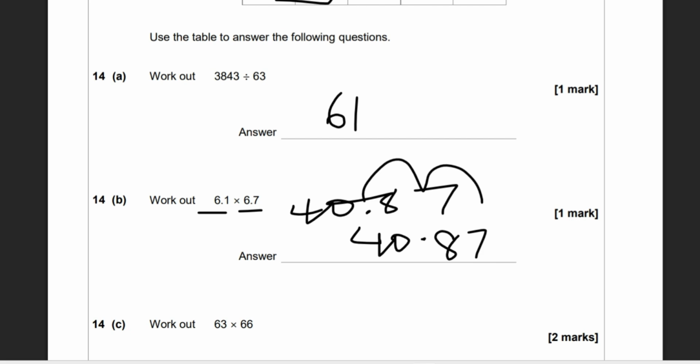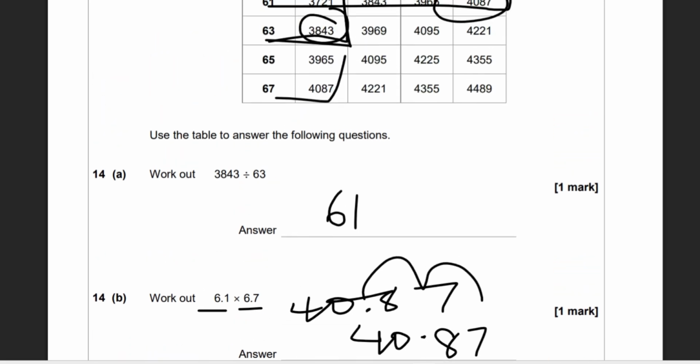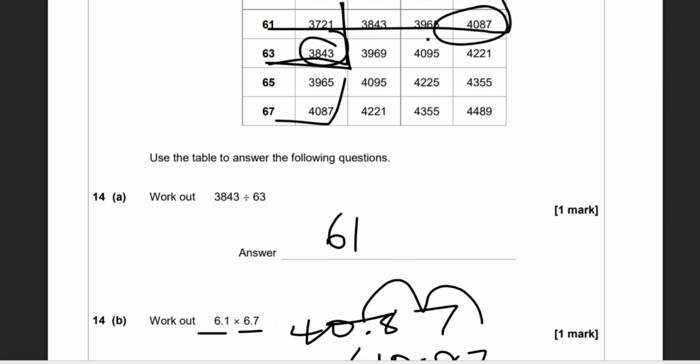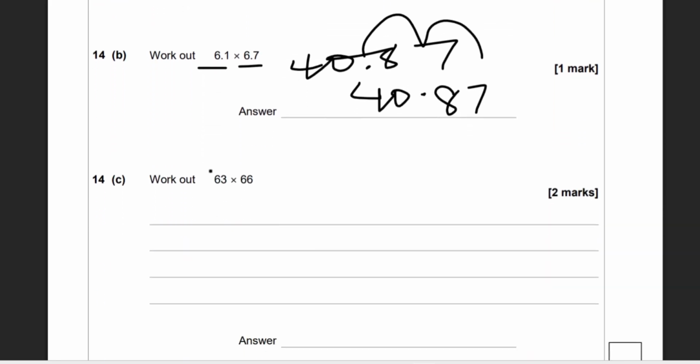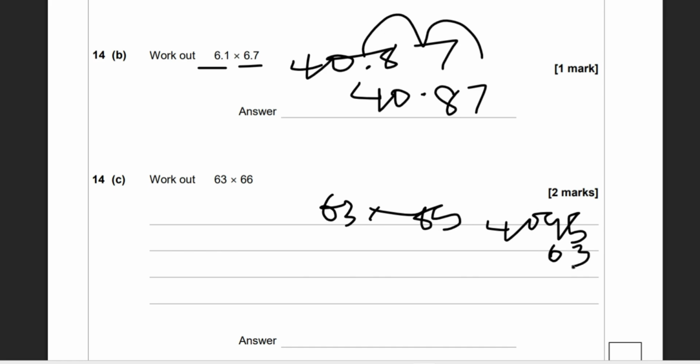Work out 63 times 66. Okay, so for 63 times 66, we know 63 times 65. So if we need 63 times 66, we're just going to add one more time of 63. So 63 times 65, we knew it was 4095. So times 66 means add one more time of 66. Okay, and that will give you 4161, and that is the answer.